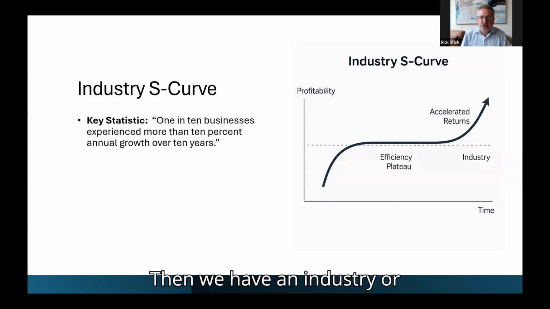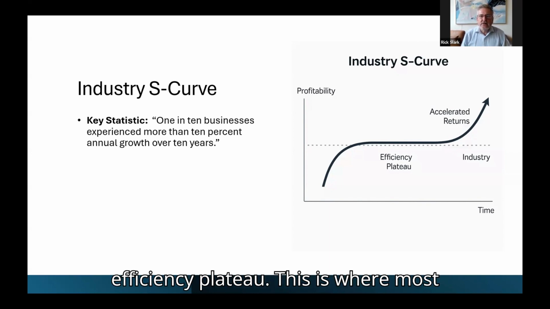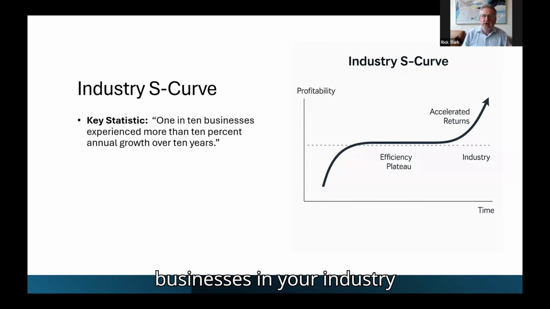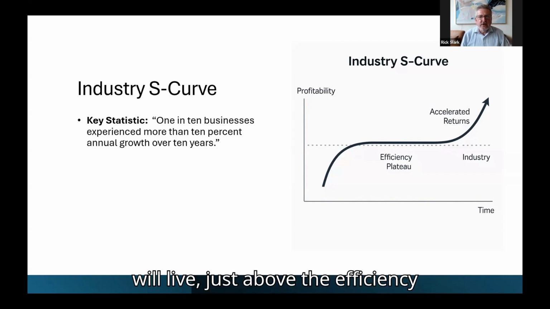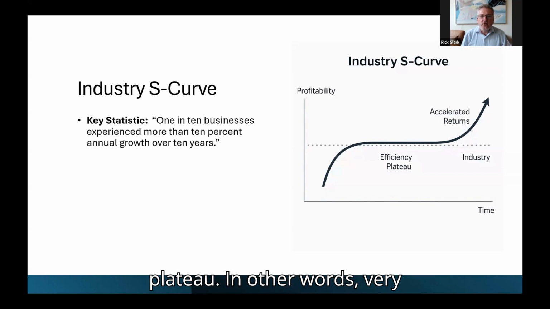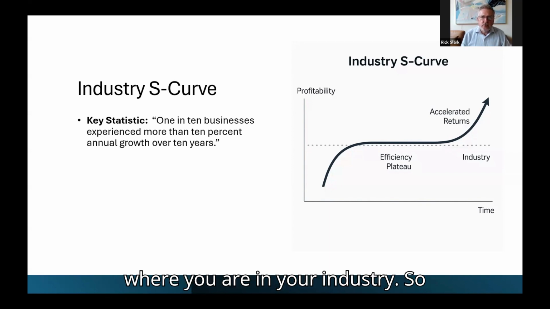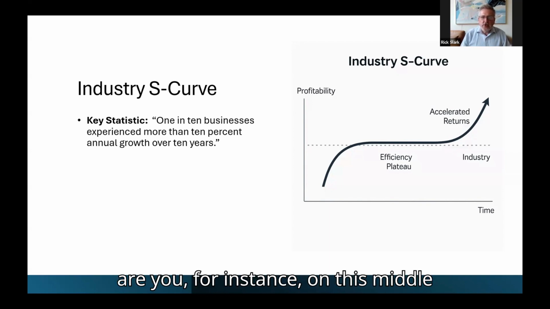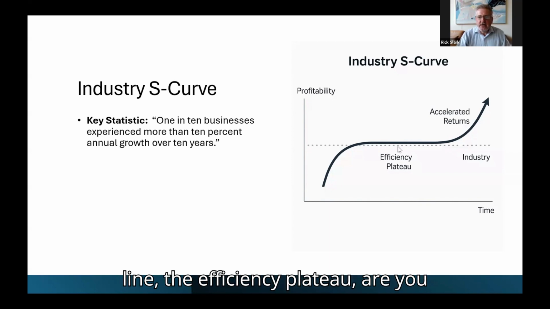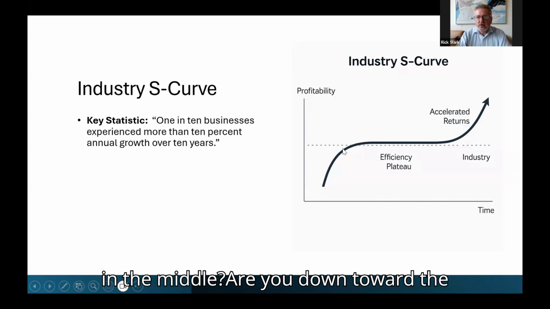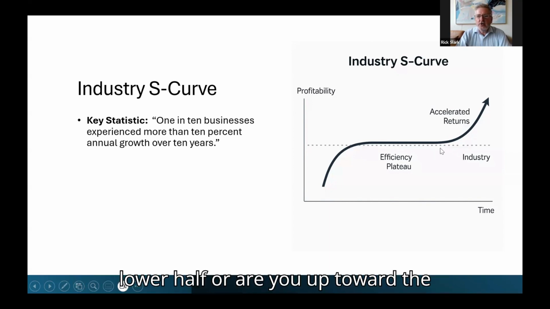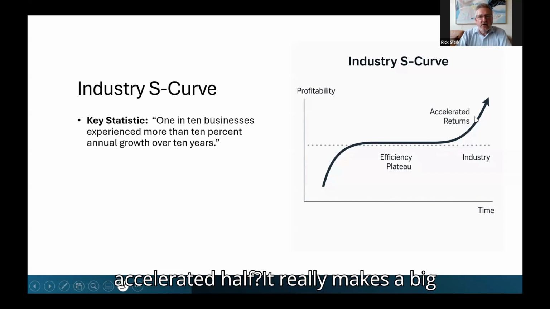Then we have an industry or efficiency plateau. This is where most businesses in your industry will live, just above the efficiency plateau. In other words, very average, little growth over a period of time. This will help us represent where you are in your industry. So are you on this middle line, the efficiency plateau? Are you in the middle? Are you down toward the lower half? Or are you up toward the accelerated half?